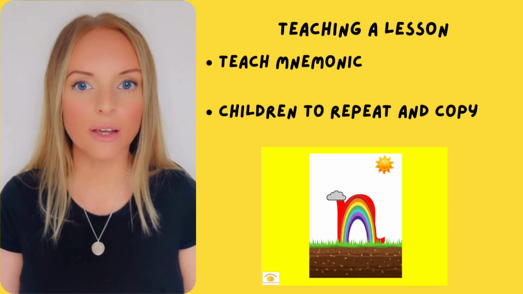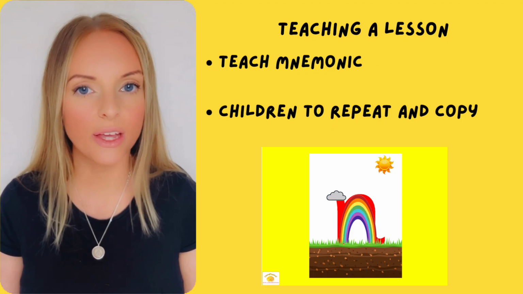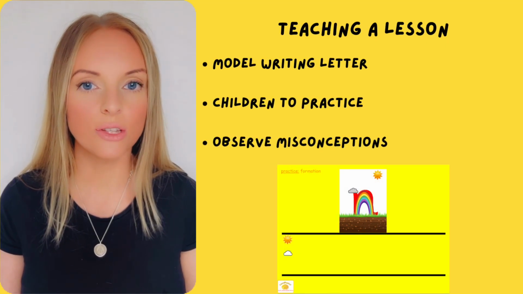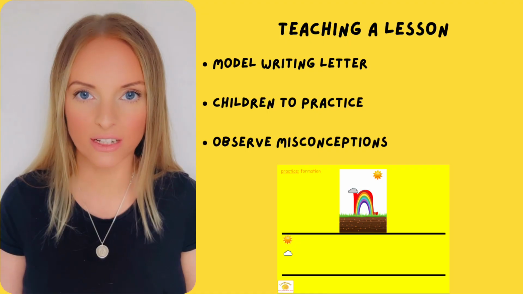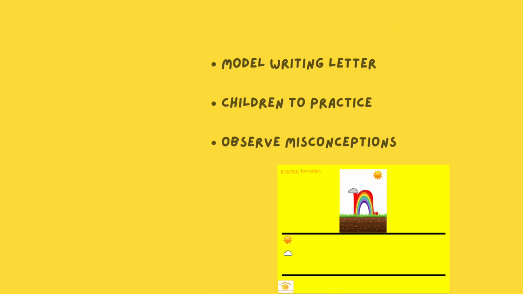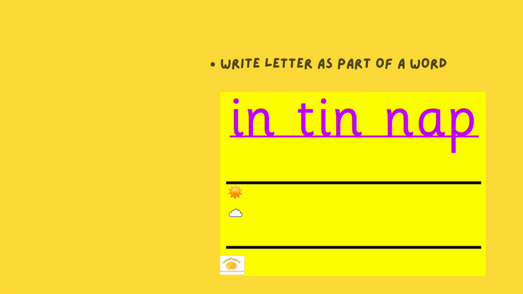Next, teach the mnemonic whilst tracing over the letter. Ask the children to repeat, copying your tracing in the air. Now model writing the letter on the board, then ask the children to practice using a whiteboard and a pen or a book and a pencil. Here you can address misconceptions that you observe. Next, the children will write the letter as part of a word.